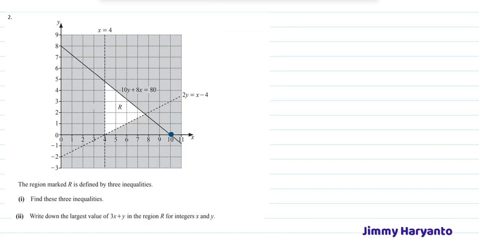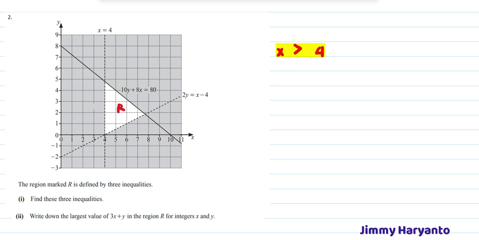Okay, next is question 2. First, I want you to take a look at this line, that is x equals 4. In this question, the question is generous enough. The equation of the line is already given to you, so you only have to determine whether it is less than or greater than. So I will write down x and then a blank, 4, and then determine less than or greater than. Because the region is on the right hand side of the line, this one will be greater than. Since the line is a broken line, you don't have to put equal to. Okay, this is the first.